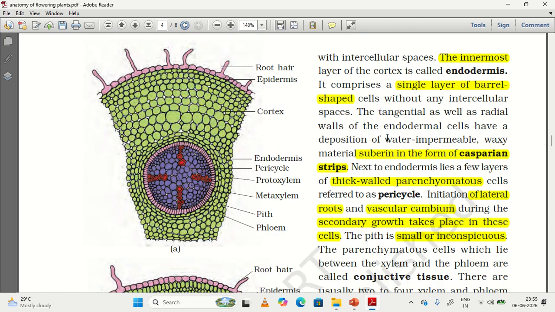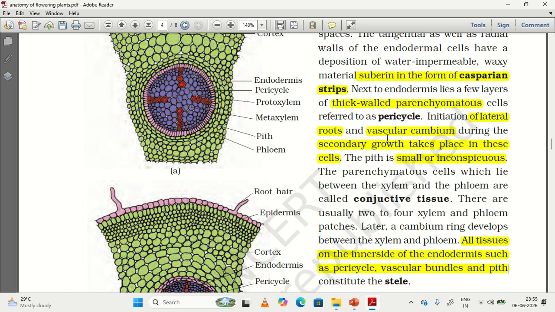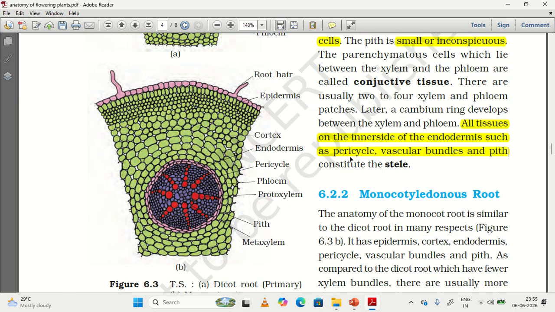This is about the internal structure of the dicot root. Next, coming to the monocot root. Okay, the anatomy of the monocot root is somewhat similar to the dicot root.